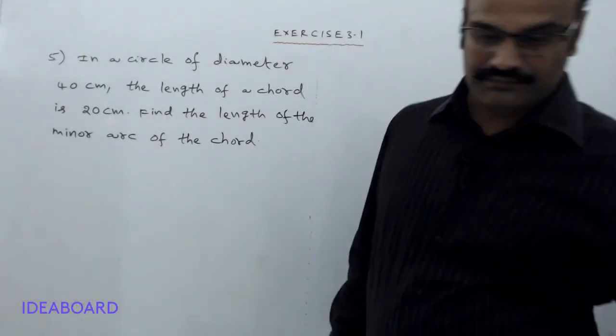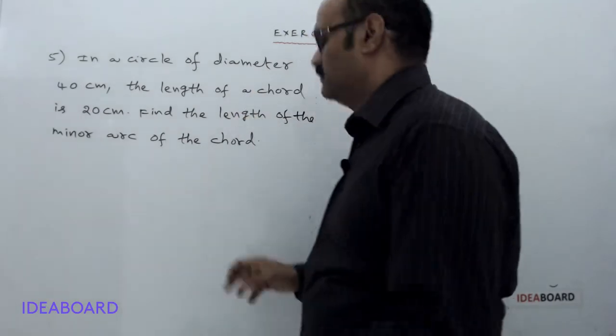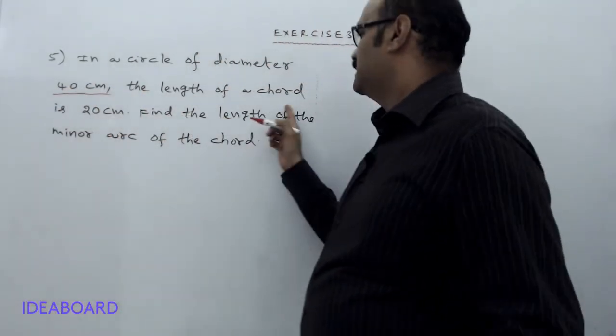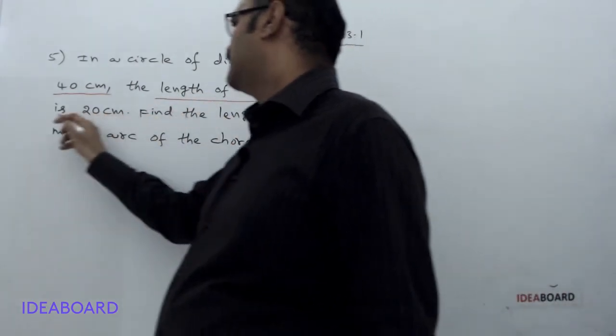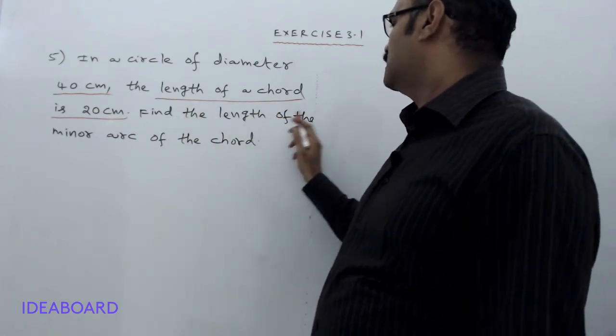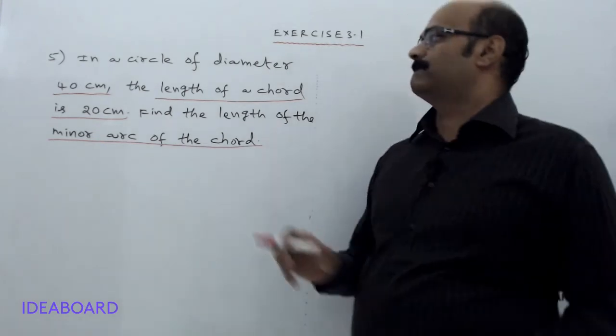Next problem. In a circle of diameter 40 centimeter, the length of a chord is given by 20 centimeter. Find the length of the minor arc of the chord.